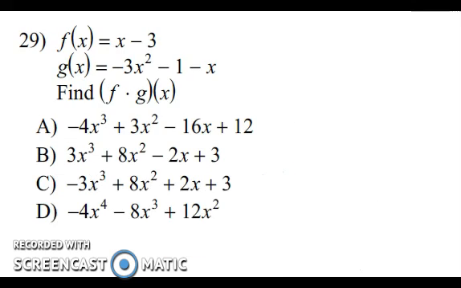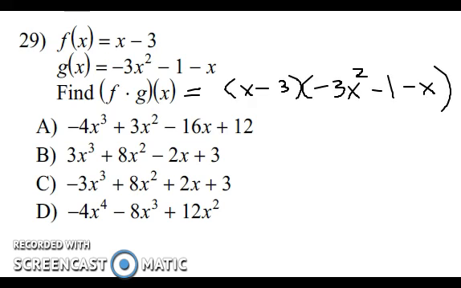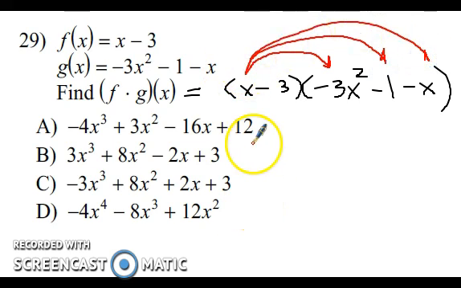Okay, so for our next question, we have to find f dot g of x, and that means multiply f of x times g of x. I'm going to set it up. So we have f of x times g of x. We have to multiply everything in f of x times g of x. So I'm going to start off with x times minus 3x squared. That gives me a minus 3x to the third. X times minus 1 is a minus 1x. X times minus x is a minus x squared.